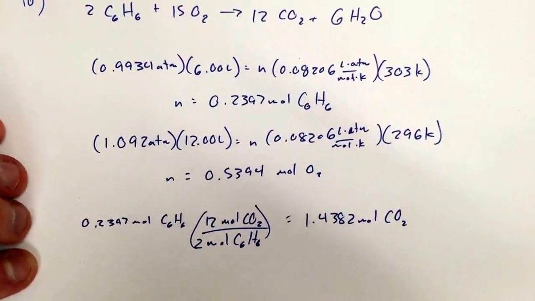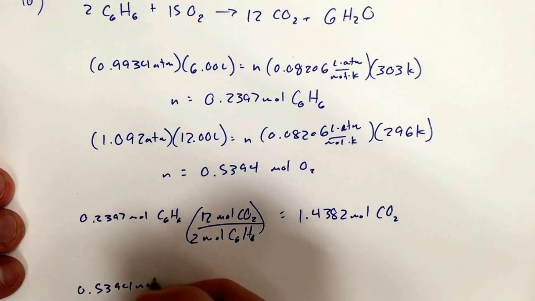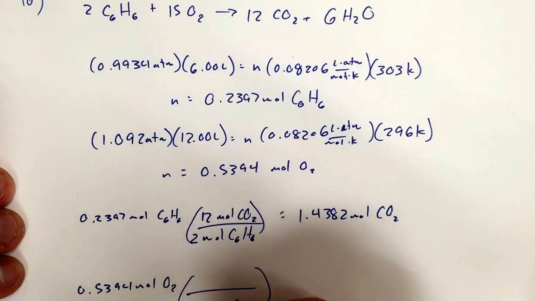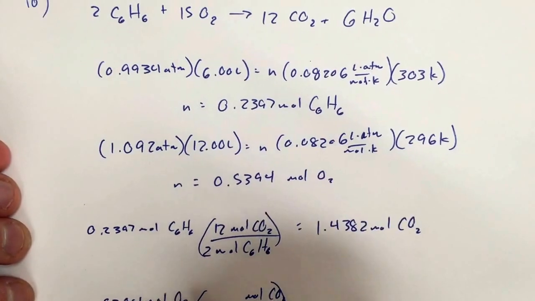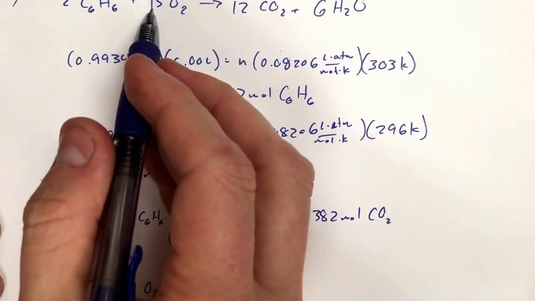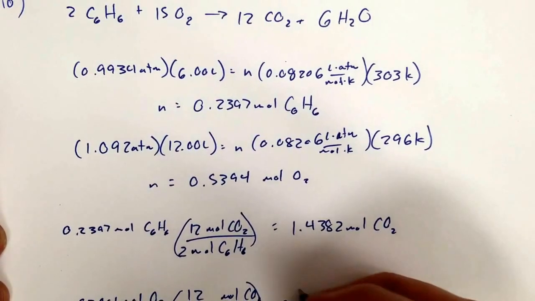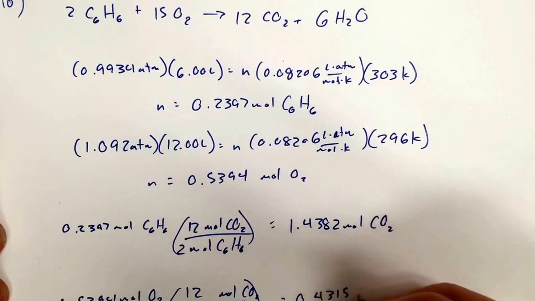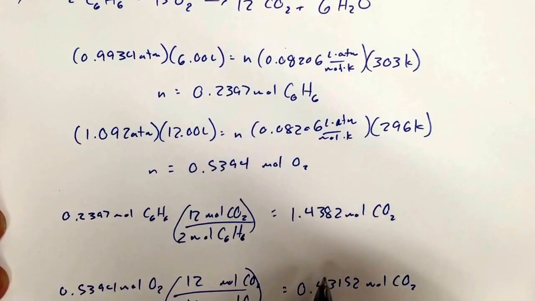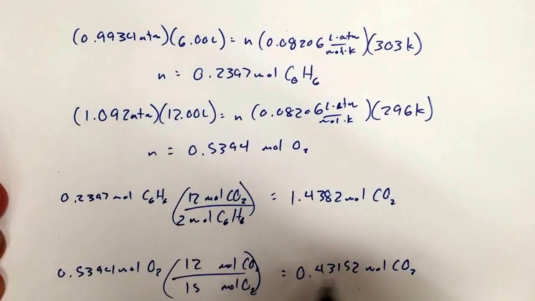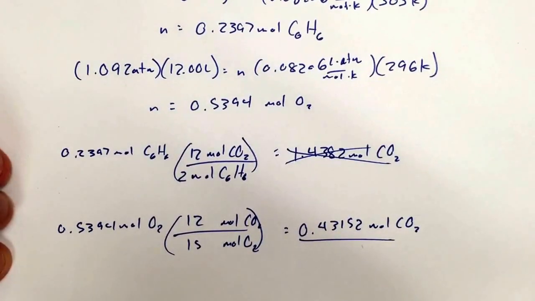Now I have to do the same thing for oxygen, so using oxygen's number of moles, 0.5394 moles of O2, convert that from moles of oxygen to moles of carbon dioxide so that we can compare the two numbers. From the stoichiometric coefficients, 15 moles of oxygen go into making 12 moles of carbon dioxide, 15 to 12. For that number, we get 0.43152 moles of CO2, which is substantially lower than this number. So that means that the oxygen is the limiting reagent because it can make less product. So this is not how much we will make, this is how much we will make.